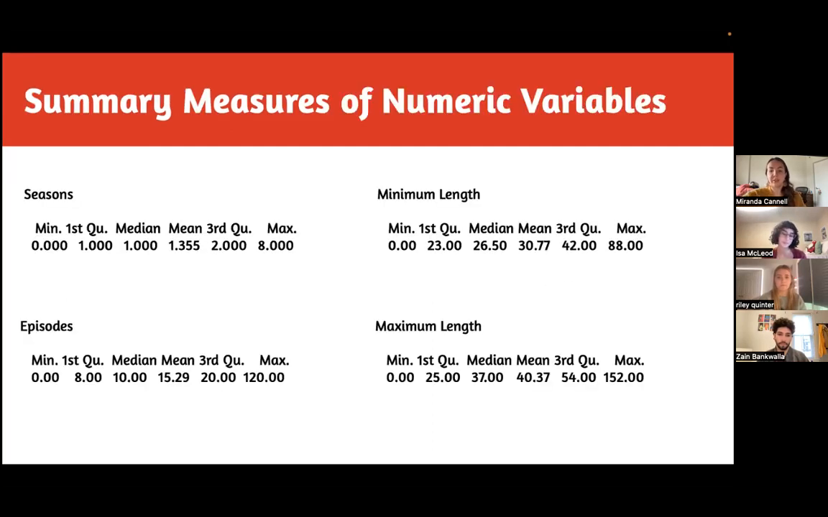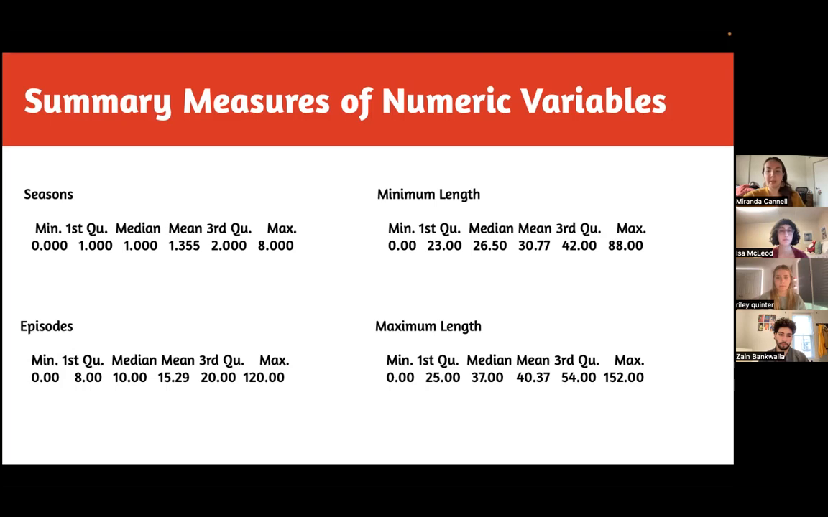Our key numerical variables were seasons, episodes, and runtime. In our summary table of seasons, we found the first quartile to be 1. One season is expected. The median was 1, and the mean was 1.35. The third quartile was 2, with a max number of seasons being 8. For the episodes variable, the first quartile is 8, the median is 10, the mean is 15.29. The third quartile was 20, and the max number of episodes was 120.